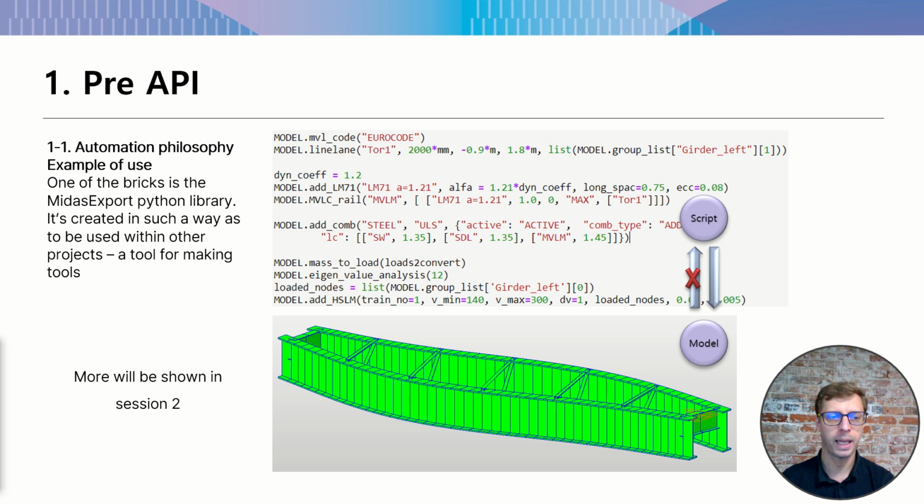With the previous version of MIDAS Civil, this was somewhat limited, where the script would only go in one direction. So you could only export to the model, but you couldn't get information back. Now with the NX, this is possible in both directions.